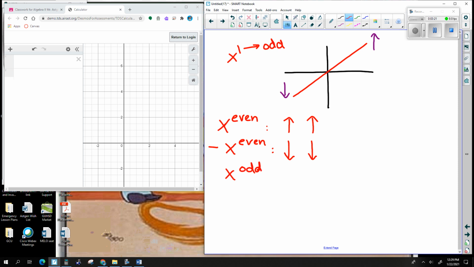So if the biggest x is to an odd exponent, then it's going to be down, up. If it's negative, then it's the opposite. It's up, down.